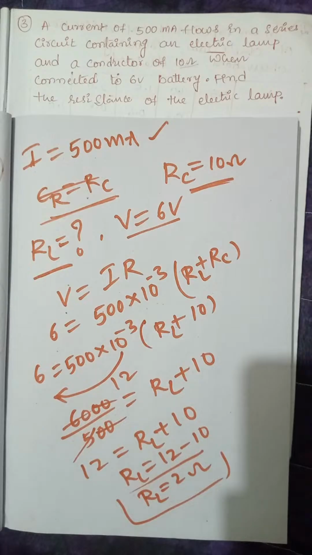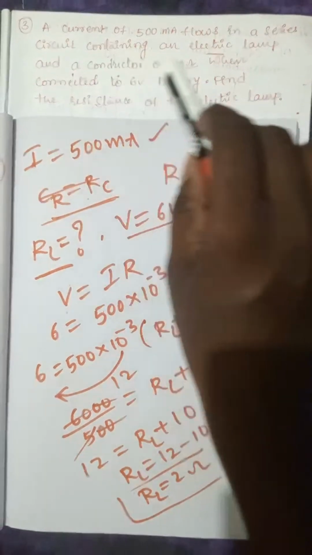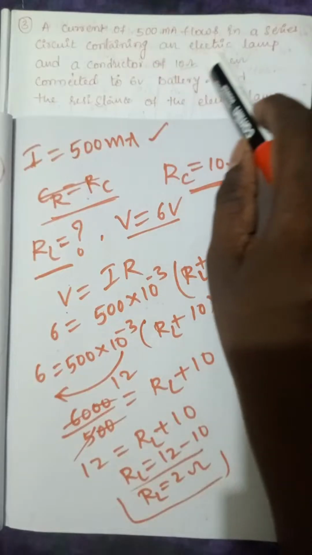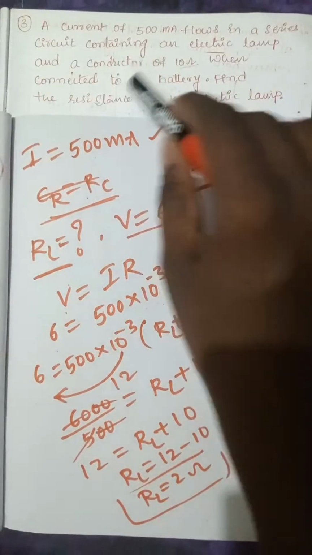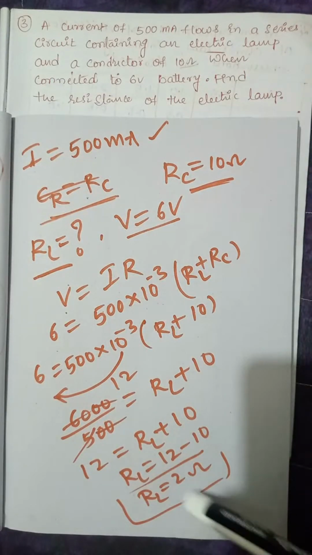A current of 500 milliampere flows in a series circuit containing an electrical lamp and a conductor of 10 ohm resistance. When connected to a 6 volt battery, find the resistance of the electrical lamp. So try to work it out along with me.